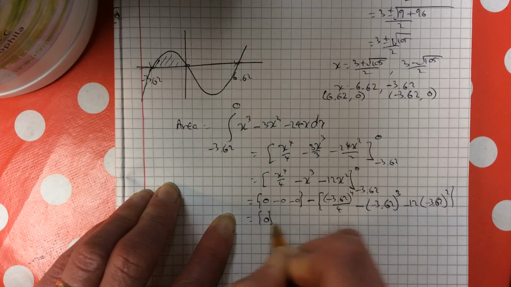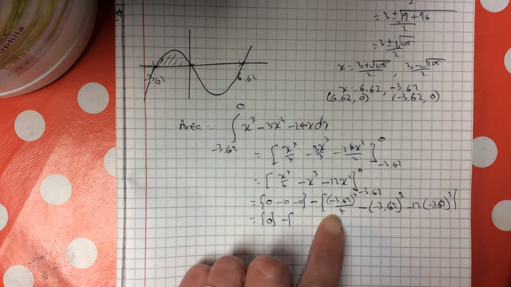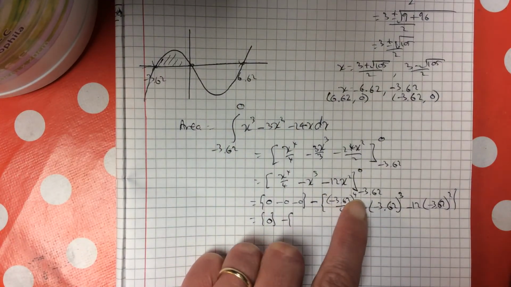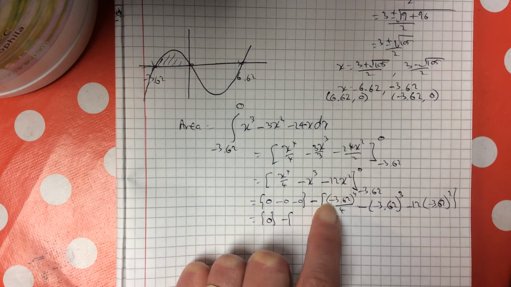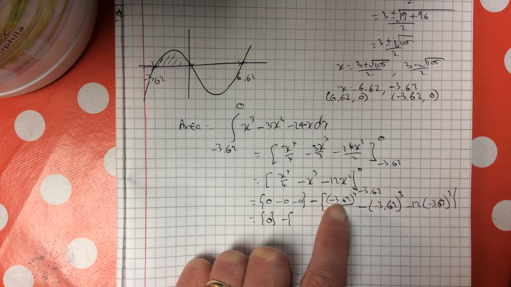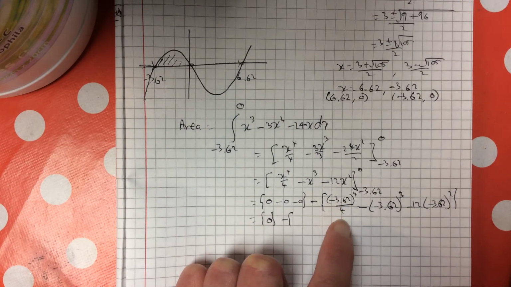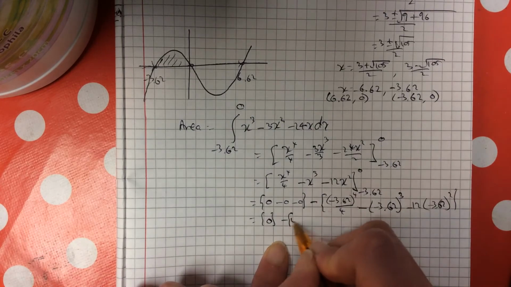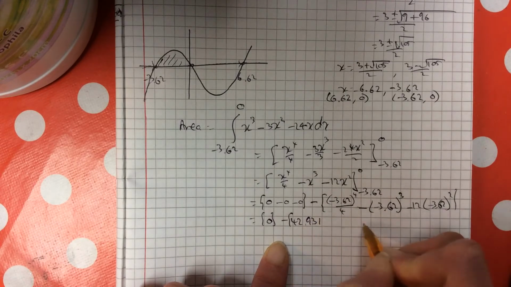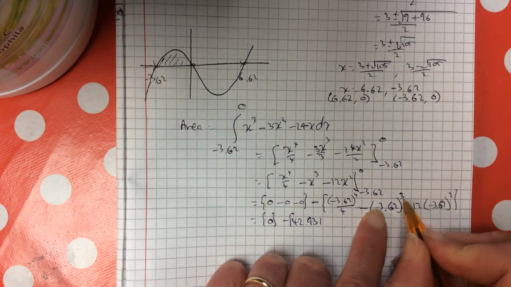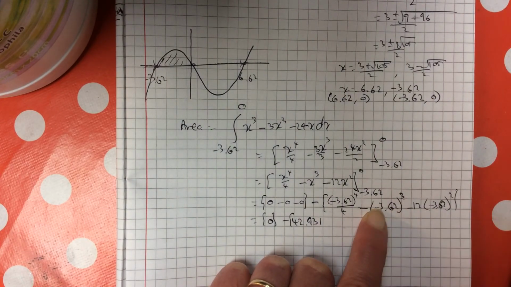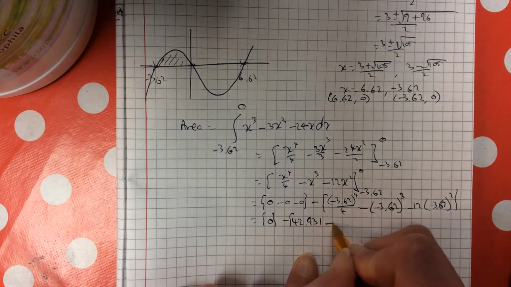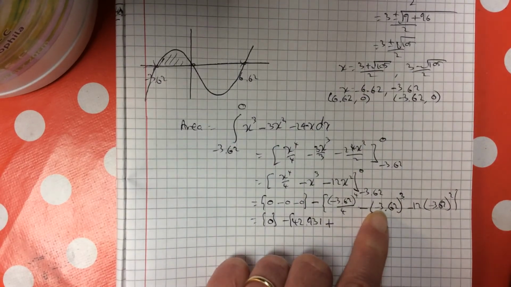So the first bracket is 0. The second bracket, a minus to the power of 4 is always going to be a positive. So I'm just putting into the calculator 3.62 to the power of 4, pressing my equals and dividing it by 4. So I have got 42.931. A minus cubed is a minus, and then a minus is a positive. And then I'm putting into the calculator 3.62 cubed.